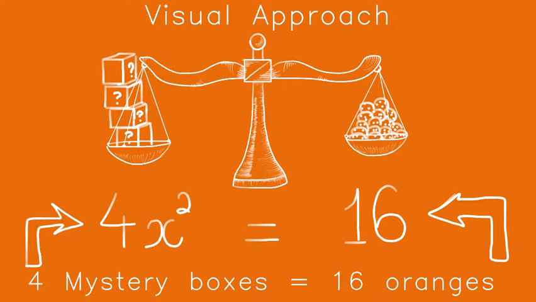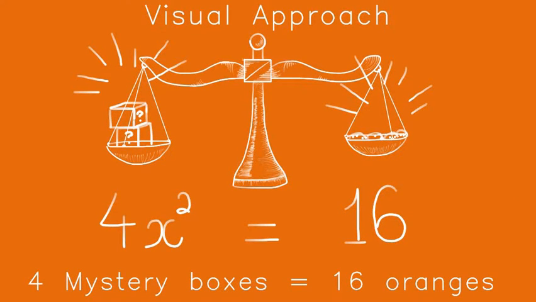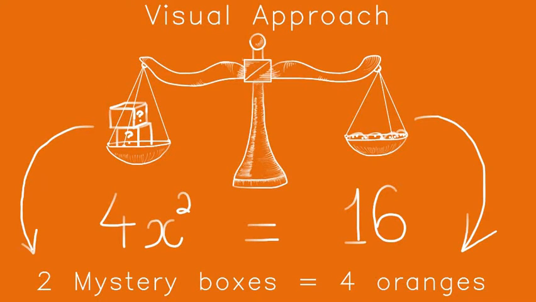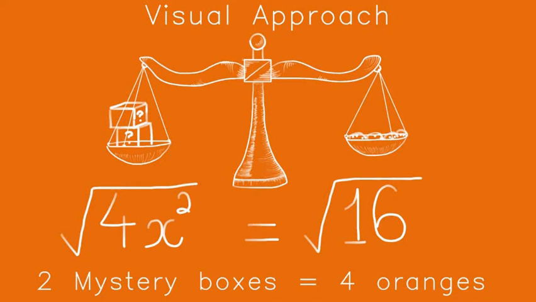Now let's take out some of the boxes and some of the oranges. We got rid of 2 mystery boxes and a lot of oranges. We have 4 oranges left. So we have 2 mystery boxes left and 4 oranges. What does that mean when we're dealing with equations? In equation form, that can be achieved if you take the square root of the equation we previously had on both sides, and we're going to see if the answer is true or not. The square root of 4 is going to be 2, and the square root of x squared is going to be x, so we have 2x.